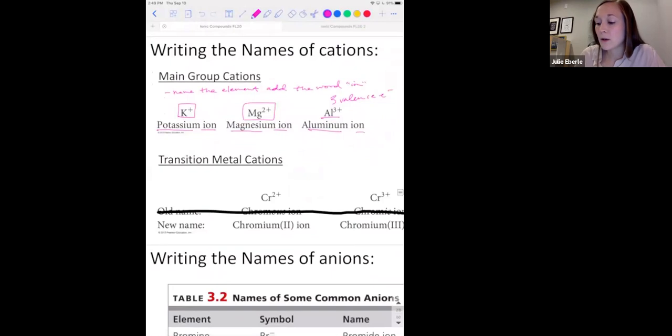If you're a transition metal cation, you also name the element, and then you use Roman numerals to indicate the charge.